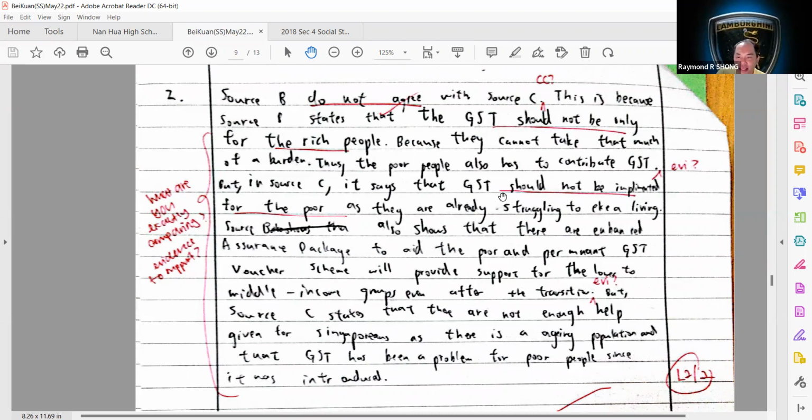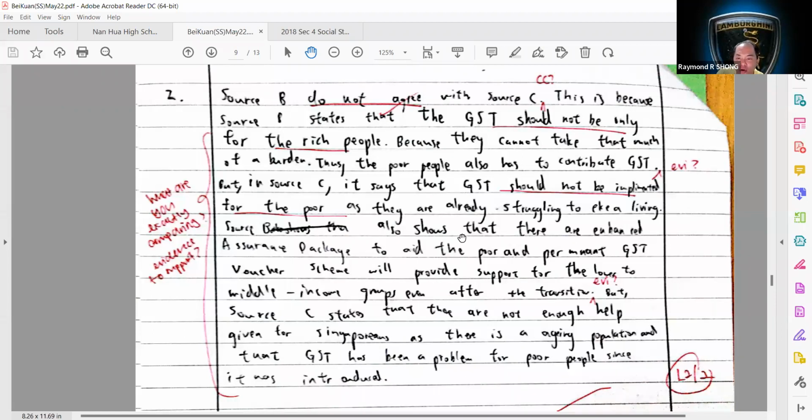But in source C, it says that GST should not be implemented for the poor as they are already struggling to make a living. You see, where is your evidence to support it? You see, what do you say? Where are you exactly complaining? So you see, what are you exactly complaining? Evidence to support. Struggling to make a living. Yes, you see. But okay, struggling to make a living. Example, where is your quote?